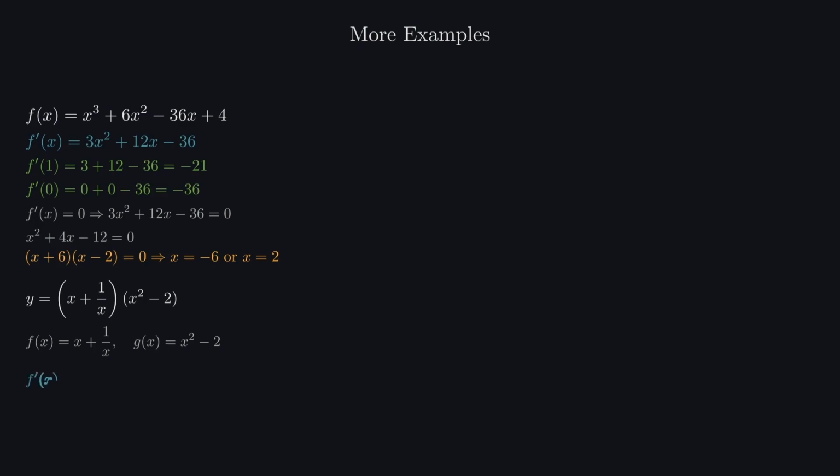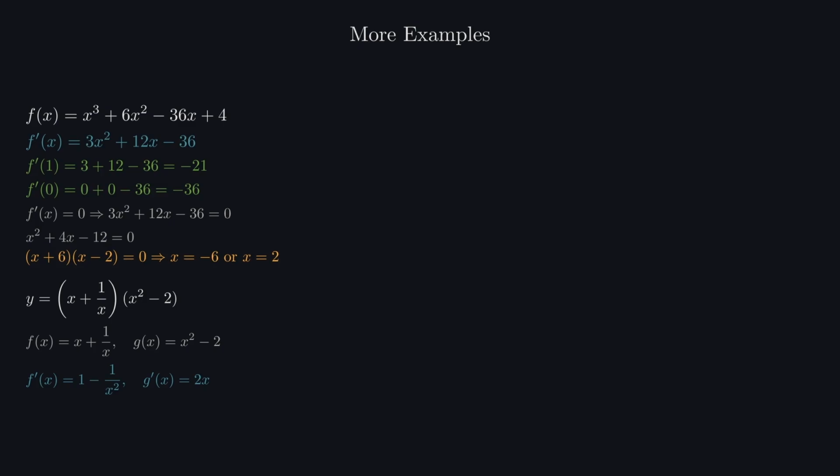For f of x, the derivative of x is 1, and the derivative of 1 over x is negative 1 over x squared by the power rule. So we have 1 over x equals x to the power of negative 1. We take the negative 1 as a coefficient and subtract 1 from negative 1, so it becomes negative 2.